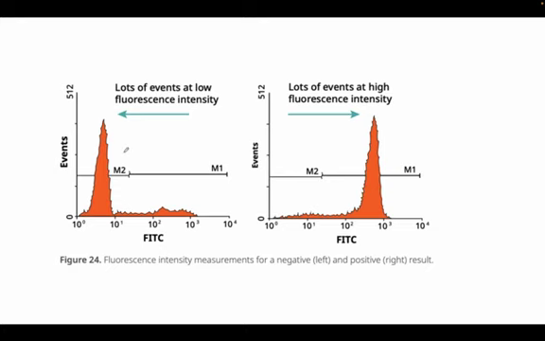Yeah, so here you can see events at low fluorescence intensity. So this is fluorescence intensity, this is events. So you can see most cells within the sample have low fluorescence intensity. On the other hand, if most cells have high fluorescence intensity, you will instead get a peak on this side, right? Because they have a higher fluorescence intensity. And so you'll see this peak shift.